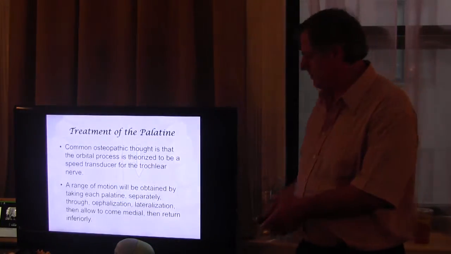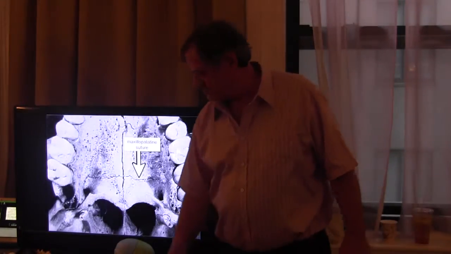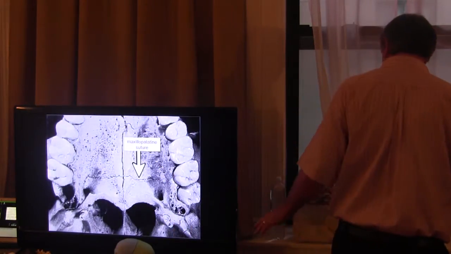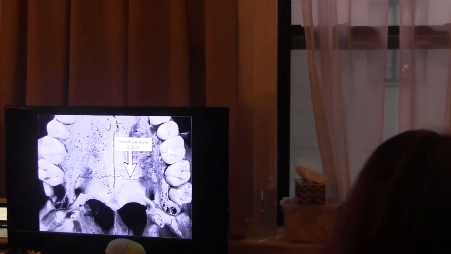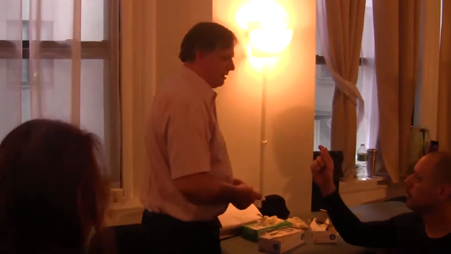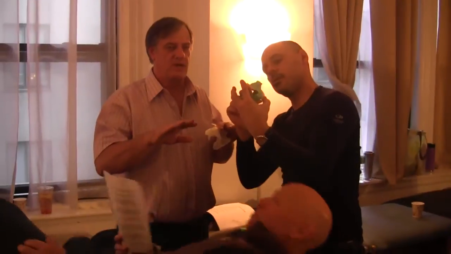Okay, so let me have somebody on the table. Not all at once, just form a line. So what's the mobility of this, the right side? The mobility is that we're going to push it up, lateral, back and down. It's just up, and then carry it lateral, let it come back and go down.